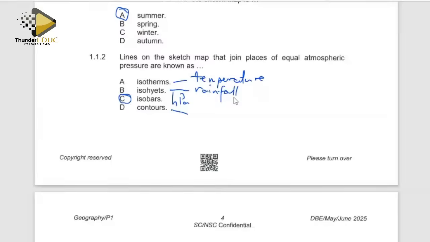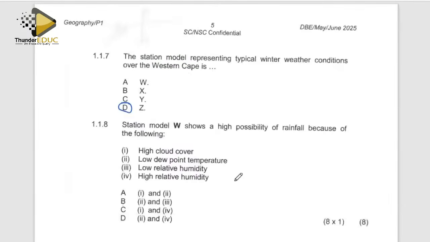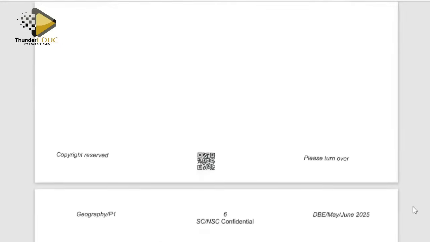So with this high cloud cover area, one point is the effect of high cloud cover, and the next point is that of high relative humidity. So because of item 1 and item 4, they match at D. That qualifies to be our correct response. Right, we go on to the next question.